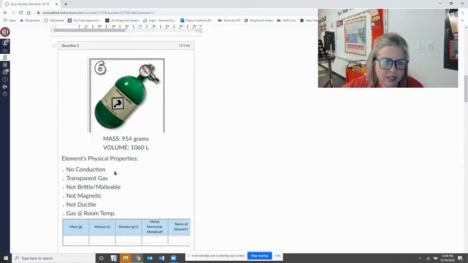It does not conduct electricity, no conduction. It's a transparent gas. It's not brittle or malleable. It's not magnetic, and it's not ductile, which means it cannot be pulled into wires. And at room temperature, it's a gas.